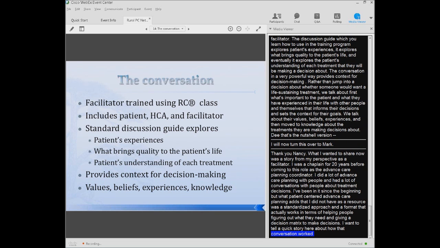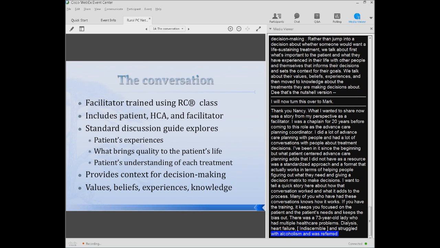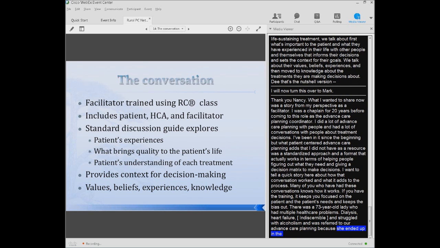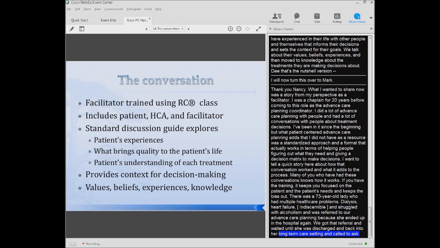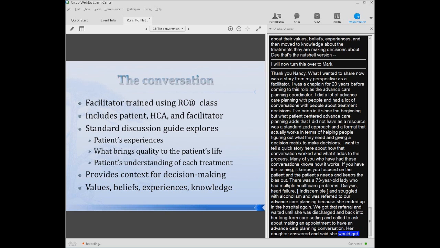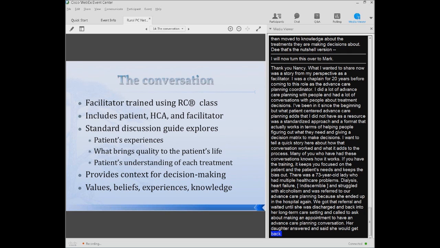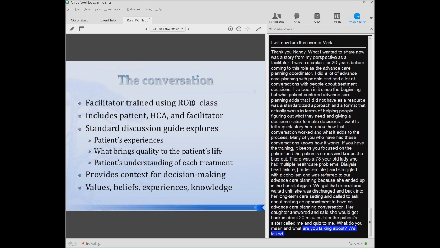And so we got that referral, waited till she was discharged and was back in her long-term care setting, and then called to ask about making an appointment to have an advanced care planning conversation. Her daughter answered and said she'd get back, and about 20 minutes later, the patient's sister called me and gave me the quiz. What is this? What do you mean? What are you talking about? And we talked a little bit, and it became clear that her sister was the interpreter of the medical information for the patient. So we set up an advanced care planning conversation. When I explained what it was to her, the sister was very eager to have the conversation.